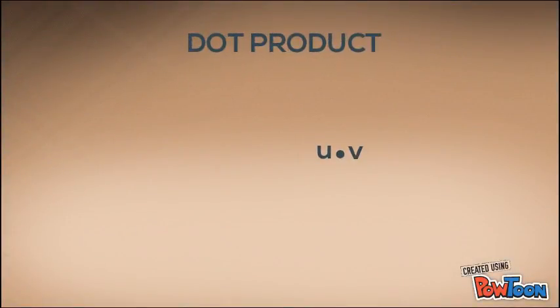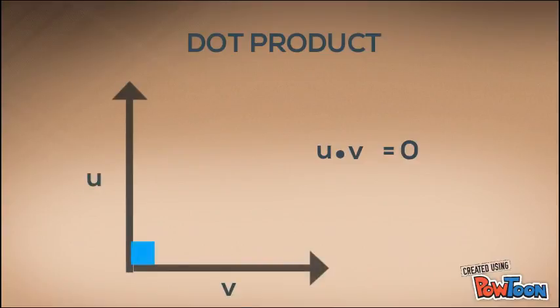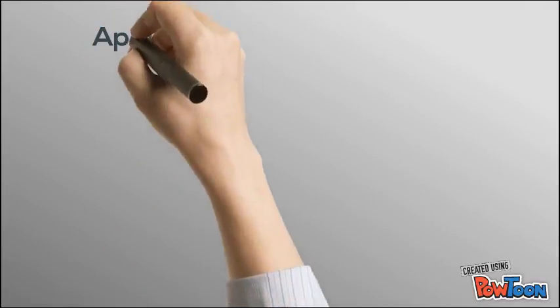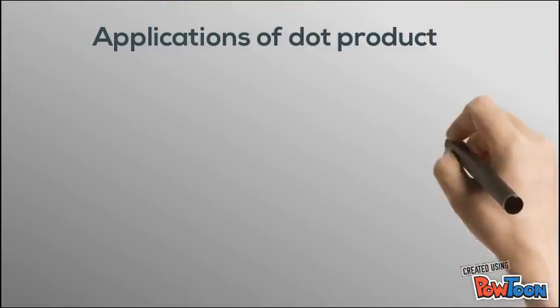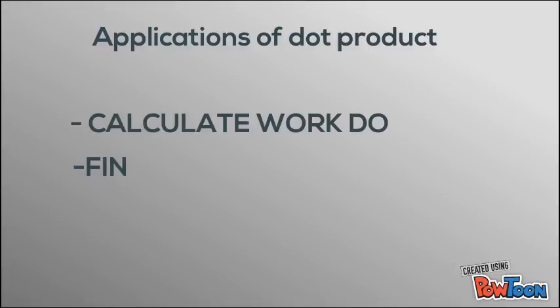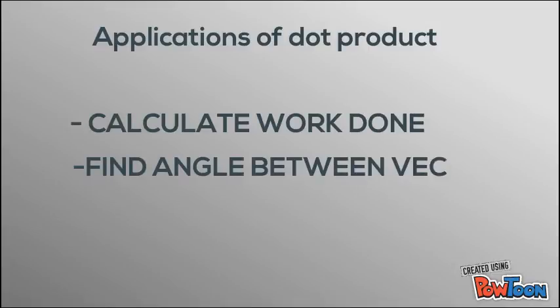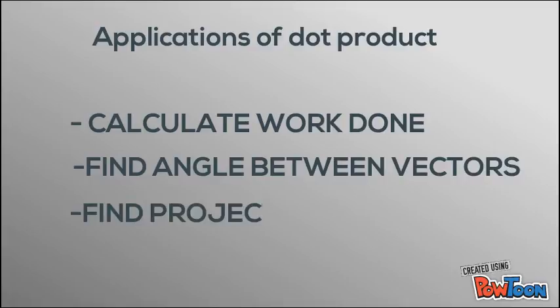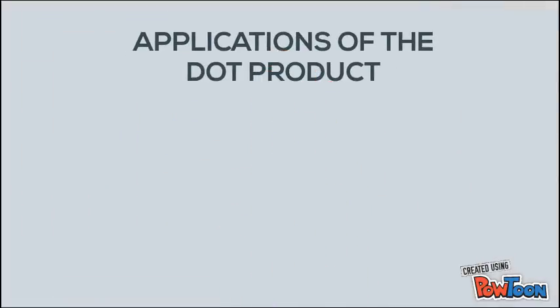The dot product is when u dot product v equals 0, then u and v are perpendicular. There are some situations in which dot product can be applied too. Dot product can be used to calculate work done. Another problem where we can use the dot product is finding an angle between two vectors. Also, dot product can be used to find the projection of a vector.